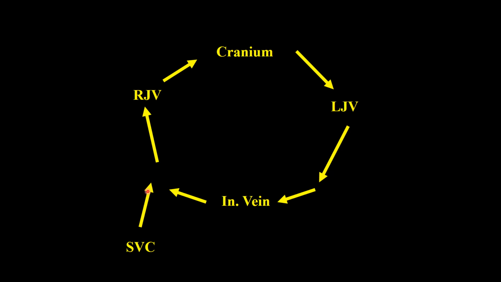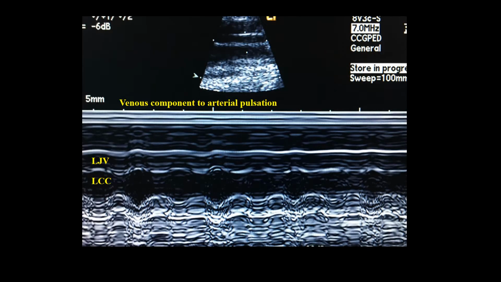Okay, so now we've done our detective work. Blood is flowing from the superior vena cava into the right jugular vein, crossing the cranium, goes into the left jugular vein, flows down to the innominate vein, and this is venous recirculation. This blood is just going in a circle. Okay, so when we use a vascular M mode, we can see that the left common carotid doesn't have a normal pulse.